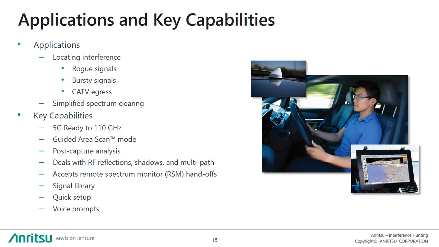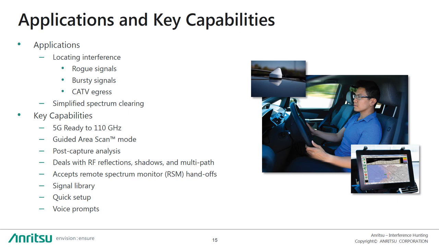Some of its key capabilities are that it's 5G ready up to 110 GHz using Anritsu's ultra-portable spectrum analyzer MS2760A. It comes with a guided area scan mode where the user is guided to a geographical area that could use more data points in order to reliably determine the most likely location of the signal source. It also supports post-capture analysis, whereby the drive data is saved for post-processing. The user can then modify search parameters, such as violation limits, without having to redrive the route.